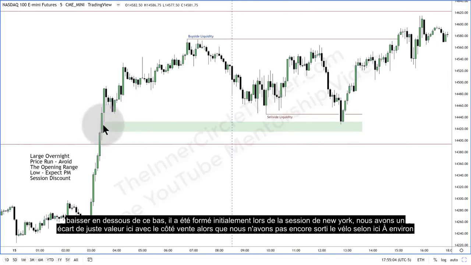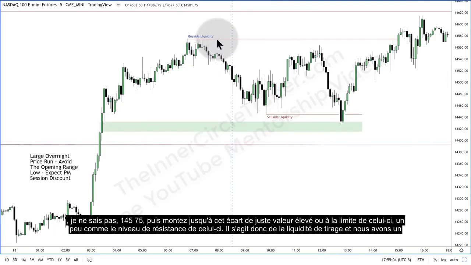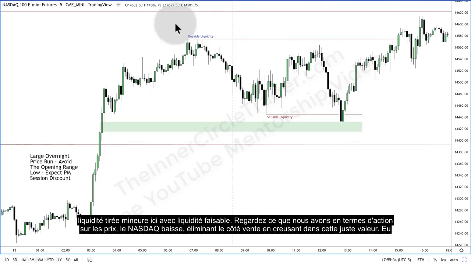We have a fair value gap over here with the sell side, while we have yet to take out the buy side liquidity here at around 14,575, and then get up to that fair value gap high, or the boundary of it, kind of like the resistance level of it. So this is the draw on liquidity, and we have a minor draw on liquidity here with buy side liquidity.